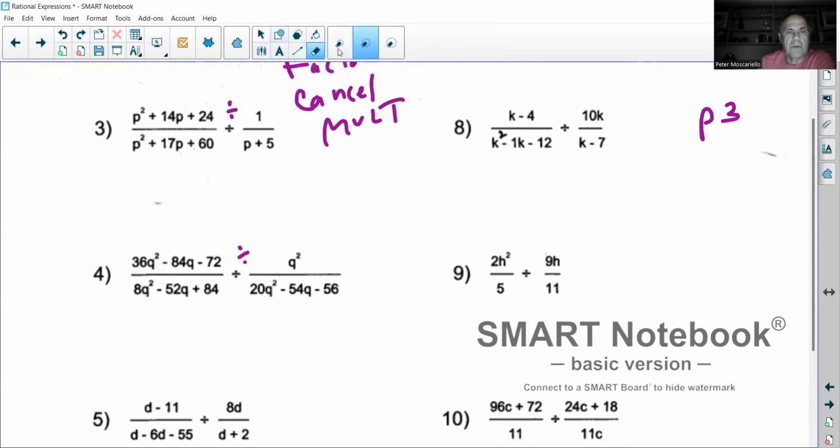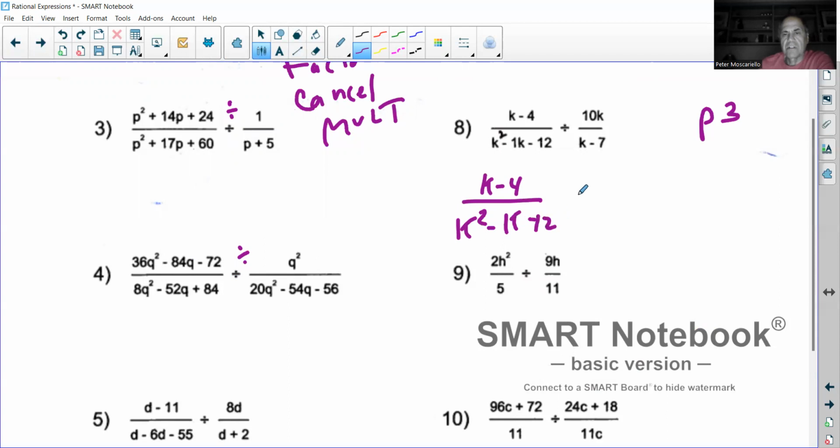I'm only purple because I can't get at the other color. There's this other bar in the way, so I'll just stick with purple. All right, so we're going to flip. So k minus 4 over this, and we'll flip this, k minus 7 over 10k. So we flip the divisor.